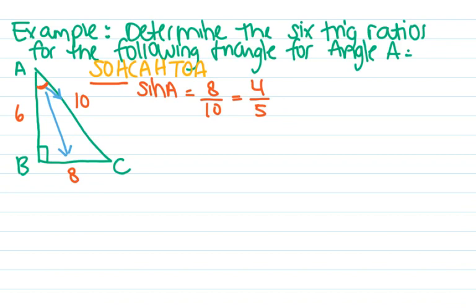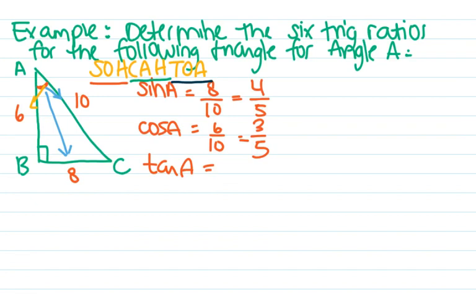Now, cos is adjacent over hypotenuse. So adjacent to A is 6, and the hypotenuse again is 10. That fraction can also be reduced. That would be 3/5. And then tan is opposite over adjacent. So opposite, we already said, was 8, and adjacent is 6. Now we can reduce that to be 4 over 3.